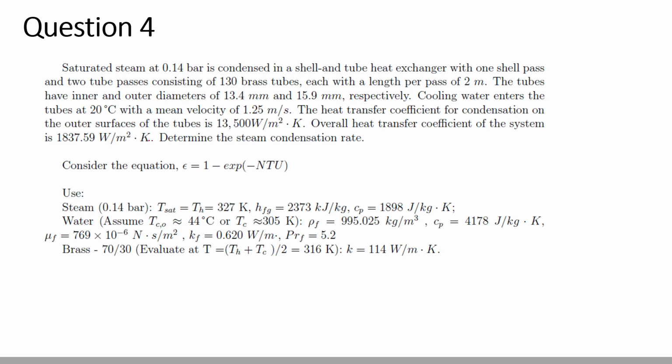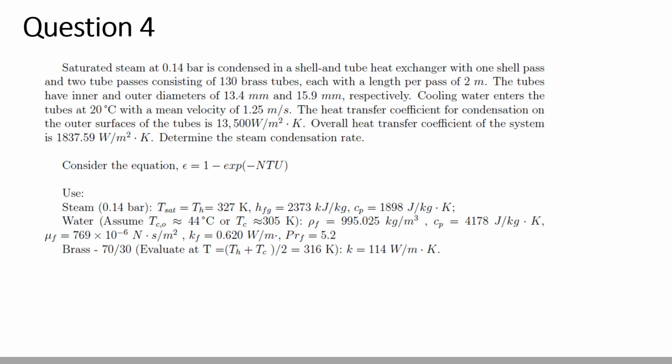Cooling water enters the tubes at 20 degrees Celsius with a mean velocity of 1.25 meters per second. The heat transfer coefficient for condensation on the outer surface of the tube is 1350 W/m²K. The overall heat transfer coefficient of the system is 1837.59 W/m²K. Determine the steam condensation rate. And then we have been given the formula for the effectiveness.